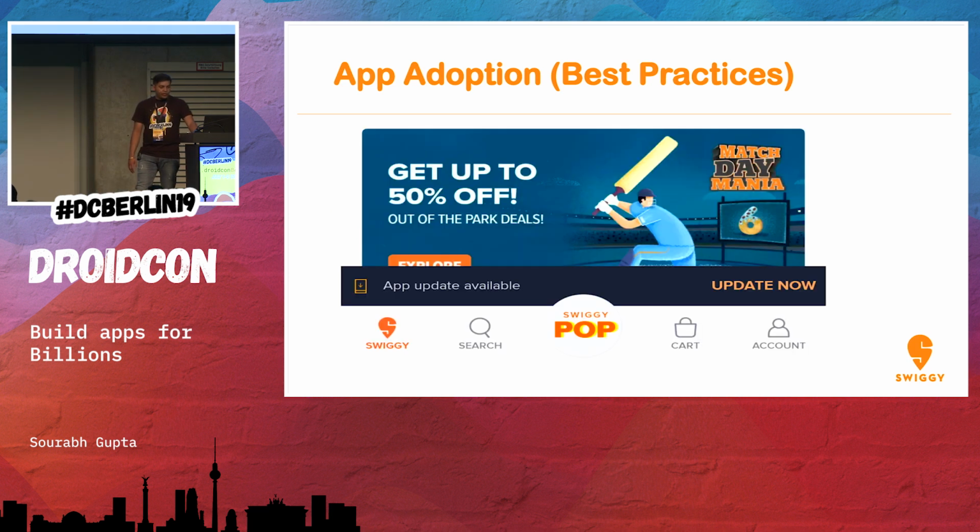So this is how we are showing the in-app update. On the home page, we show a Crouton above the bottom bar, with a message to the user that an app update is available, and they can just click on it now.